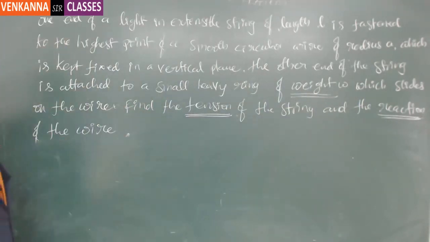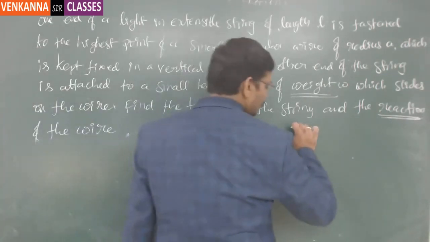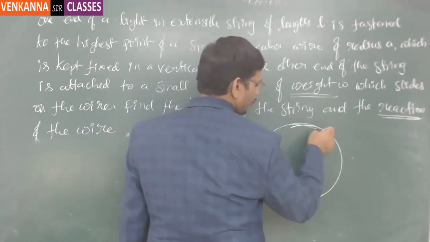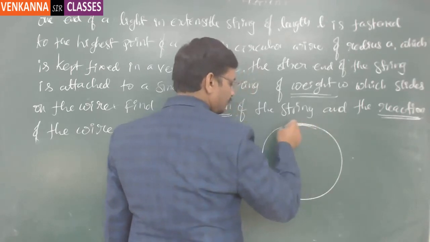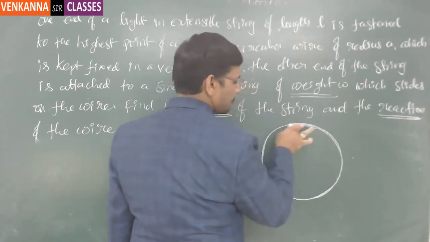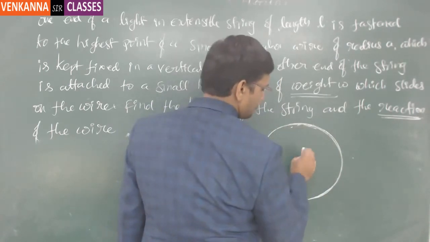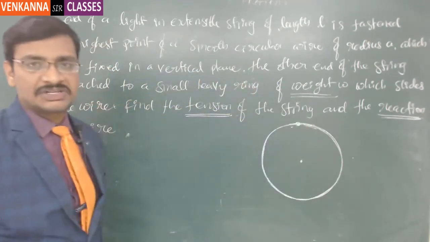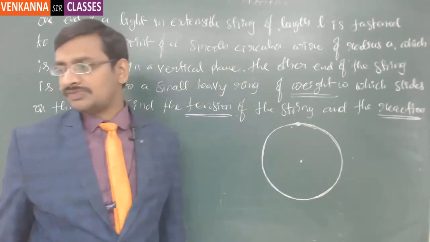So one end of a light inextensible string of length L is fastened to the highest point of a smooth circular wire of radius A. That means there is something called a smooth circular wire of radius A. So this is a smooth circular wire and the radius of this is A. So this is the topmost point. And light inextensible string. String means there is a thread kind of thing.